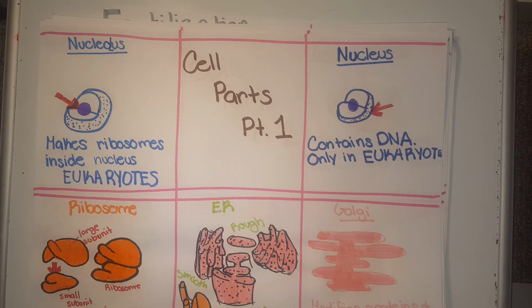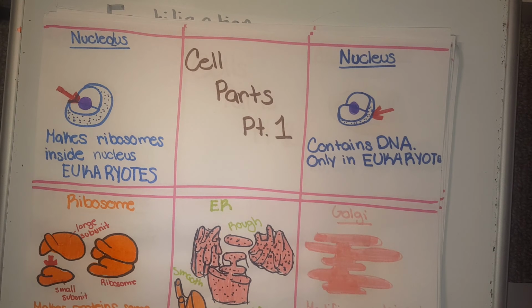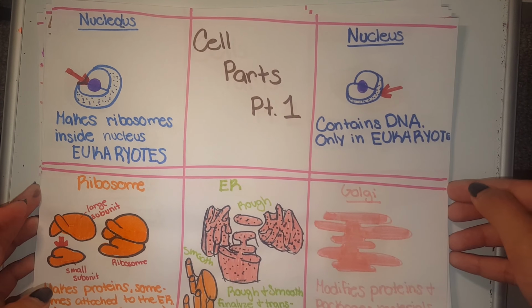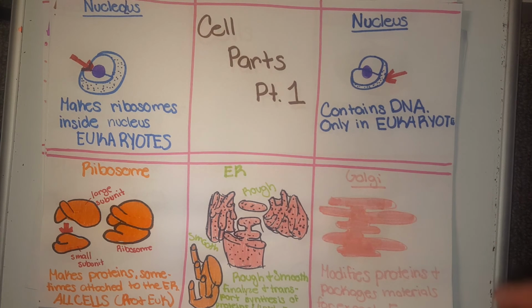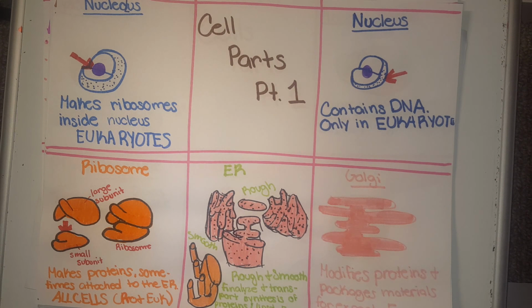Now let me get into the different parts of the cell. First, we have the nucleolus. The nucleolus makes ribosomes inside the nucleus of a eukaryote. And then this is an example of a eukaryote. The nucleus contains DNA and is only in eukaryotes. Ribosomes make proteins, sometimes attached to the ER. So these are ribosomes. We have a large subunit and a small subunit. They are found in all cells, so prokaryotic and eukaryotic.